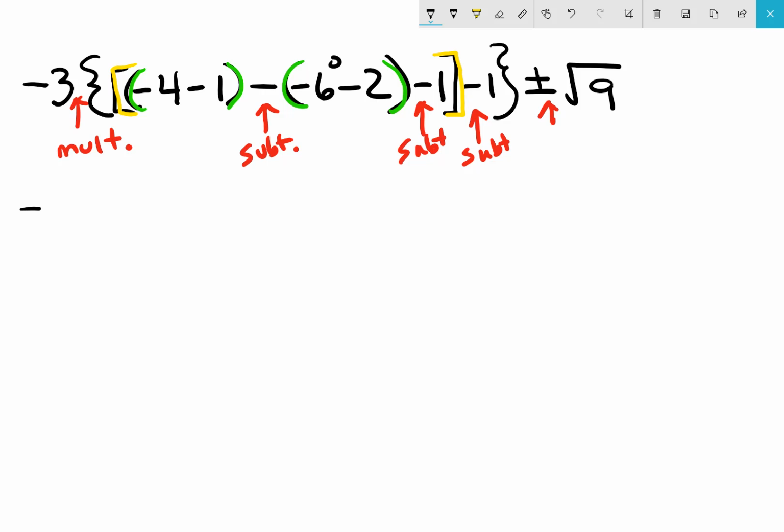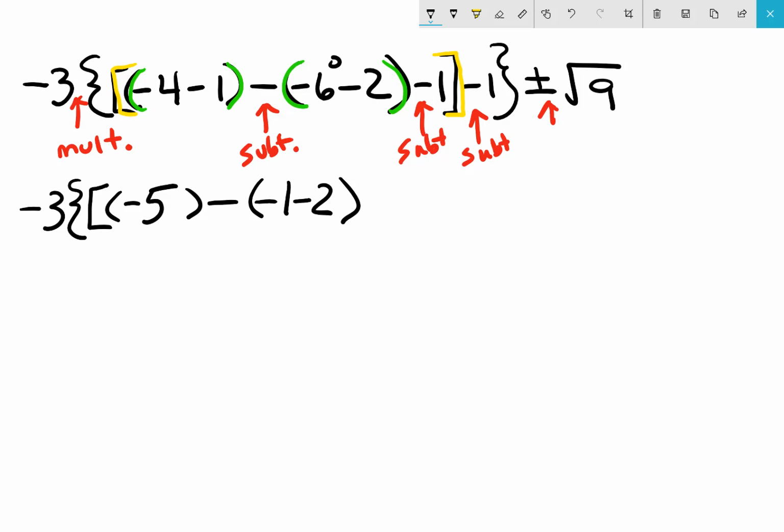All right, so starting at the left side, let's rewrite it. Curly bracket, square bracket, and then inside that first pair of parentheses, you need to do -4 minus 1. Which is a total of -5. Then you have a subtraction sign, and you have your other bracket, which is -6 to the 0 power minus 2. 6 to the 0 power is 1. Anything to the 0 power is 1. So right there, you're going to have -1 minus 2. Then you have another minus 1 over there.